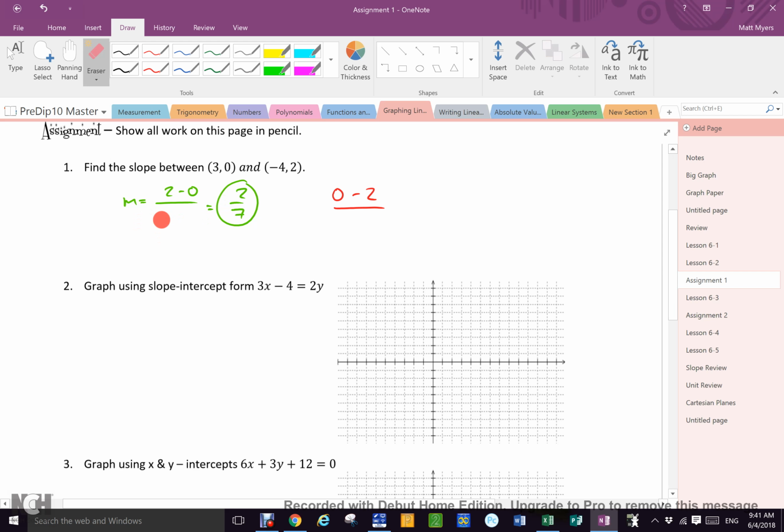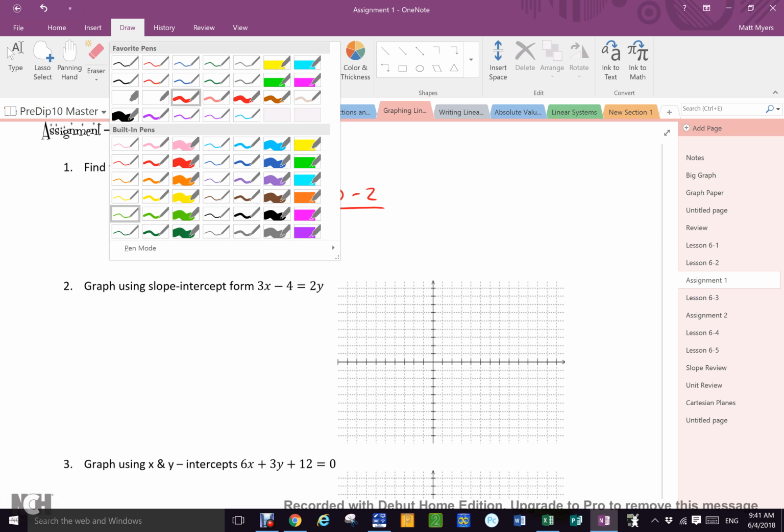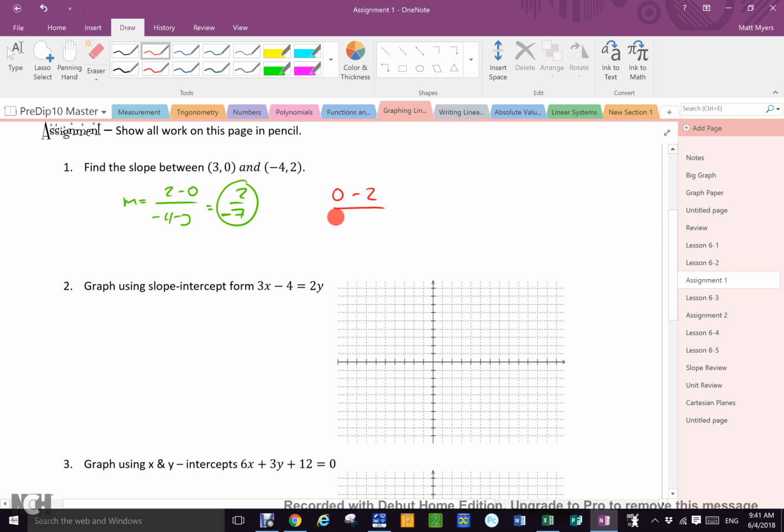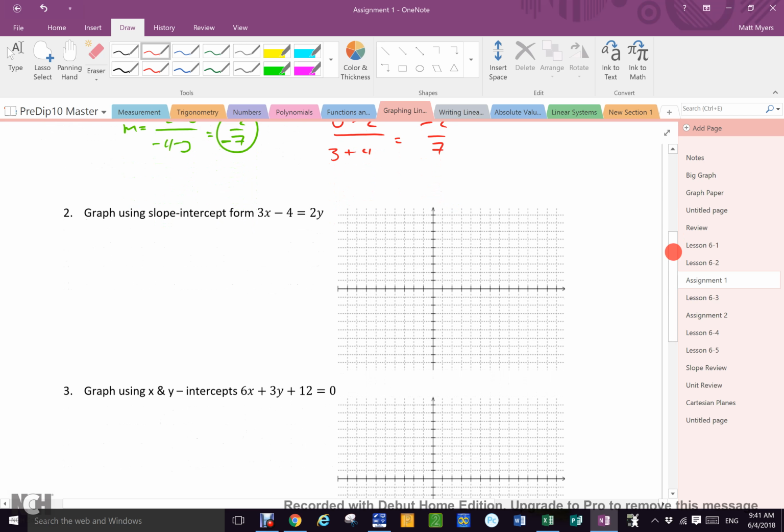Oh, that's why I screwed up the first one. There we go, now it's fixed. Thank you. 2 minus 0, and then negative 4 minus 3, which is 2 over negative 7. Flip it the other way around, and it's 0 minus 2 and 3 plus 4, which is negative 2 over 7, and they're the exact same thing. There we go. Thank you.